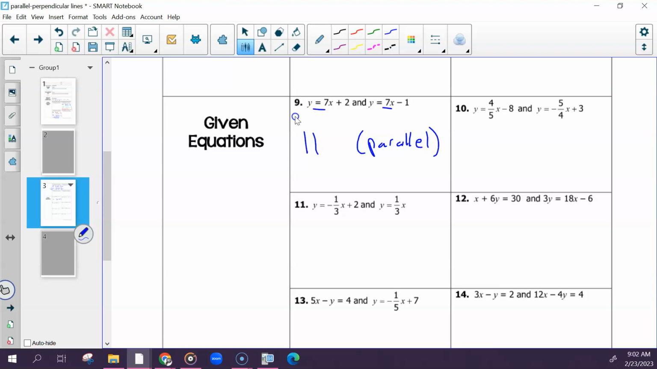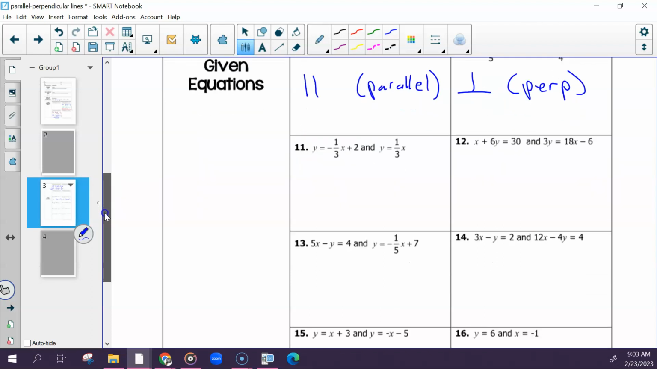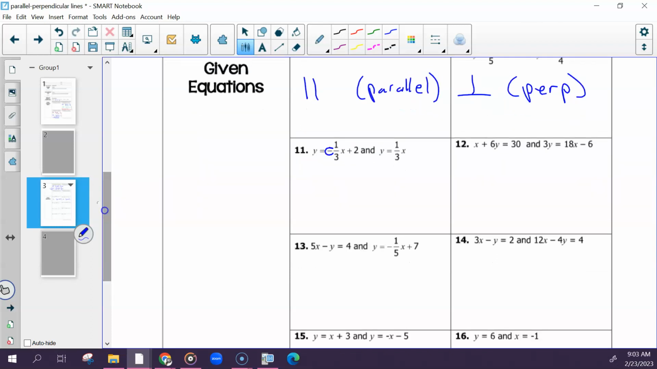For 10, are those parallel, perpendicular, or neither? Otis? Perpendicular. Why? Because the slope is flipped. One is negative and the slope is flipped. What about for 11? Otis? It looks like they should be parallel, but one is negative. Because of that, and they're not flipped, they're not perpendicular. So they're neither.